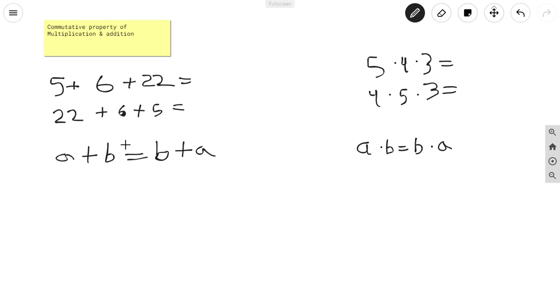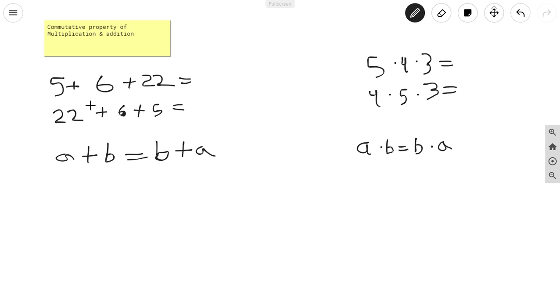So number property. For the commutative property of multiplication and addition, the commutative property pretty much means that you can move the numbers around, you can add and multiply them in any order, and it won't change your answer, your final answer. So let's look at the commutative property of addition first.